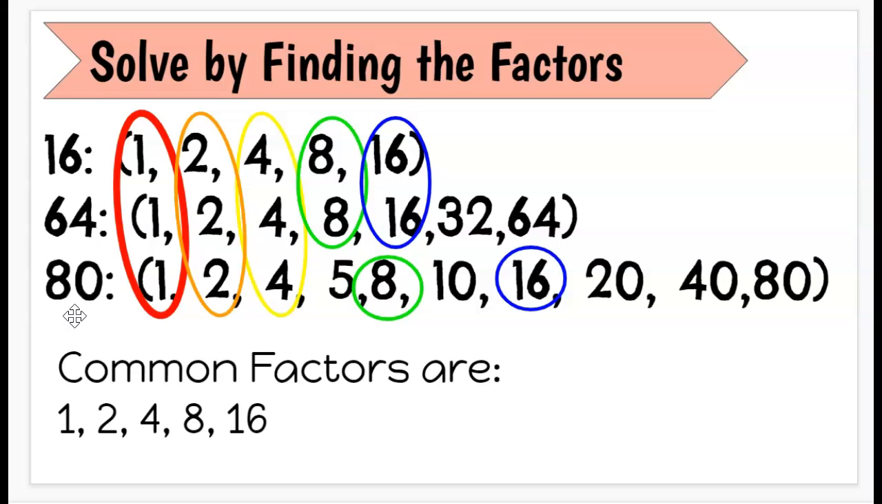Next, I looked for the common factors. Remember, common factors are the numbers that appear in all three numbers. I can see that number 1 appears in all three numbers. Number 2 as well. Number 4 as well. Number 8 and number 16. Therefore, my common factors between 16, 64, and 80 are 1, 2, 4, 8, and 16.